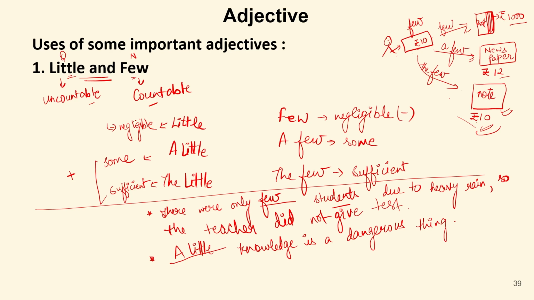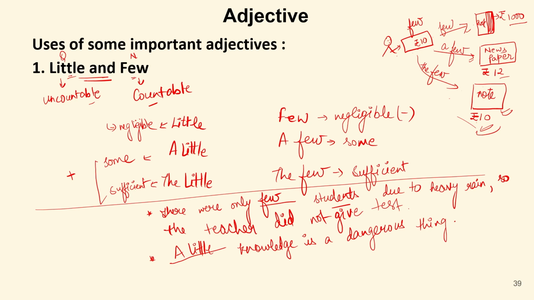The little money that he has helped him in his difficult time. So the little money, it means he has sufficient money for his difficult times. The little money that he had helped him a lot in the time of corona or in the time of pandemic. So that is the little. So there the little is suitable. So this is the difference between few and little, and the difference among few, a few and the few, and little, a little and the little.